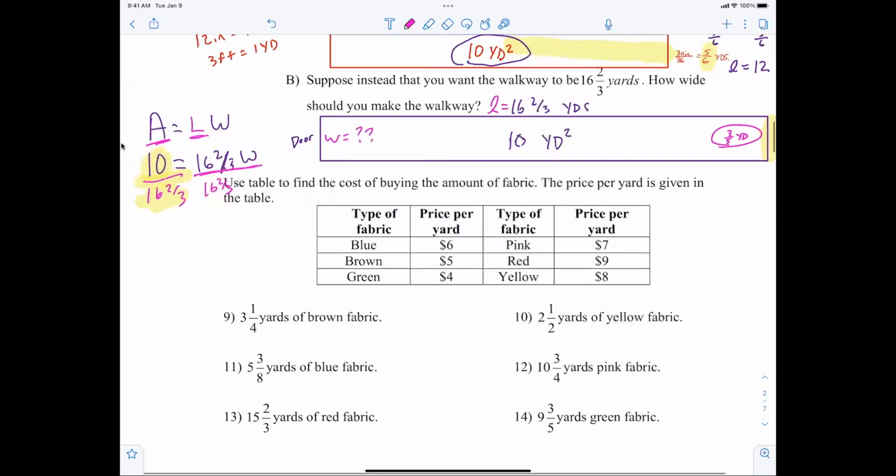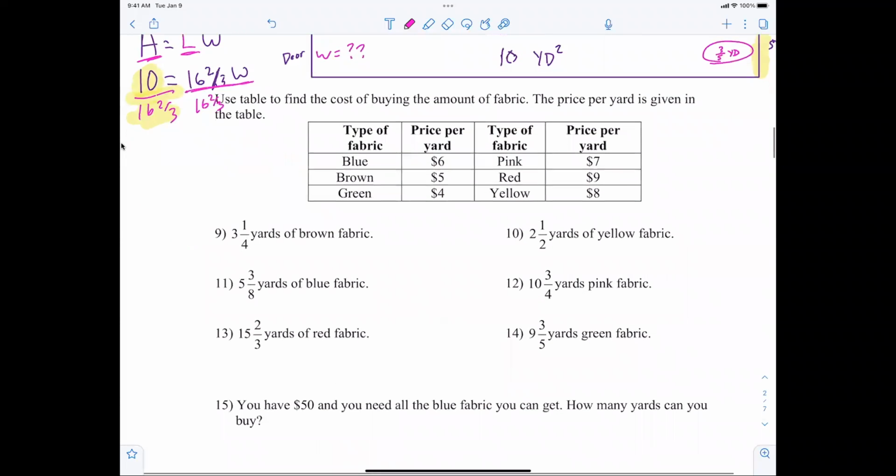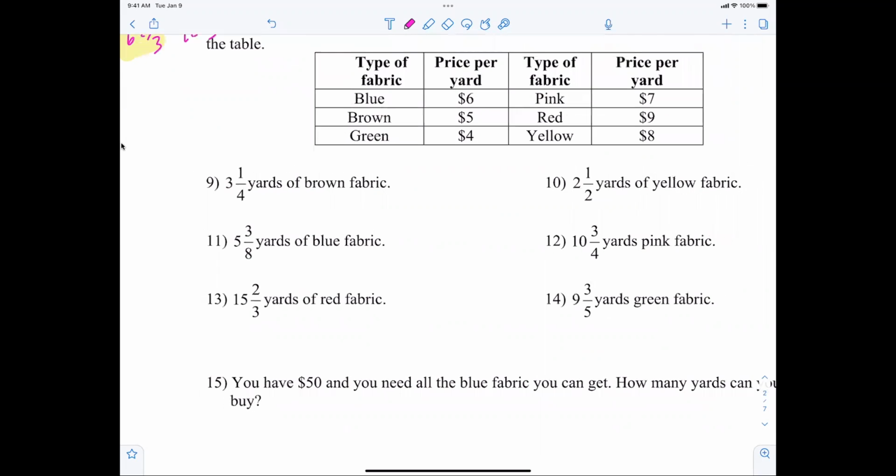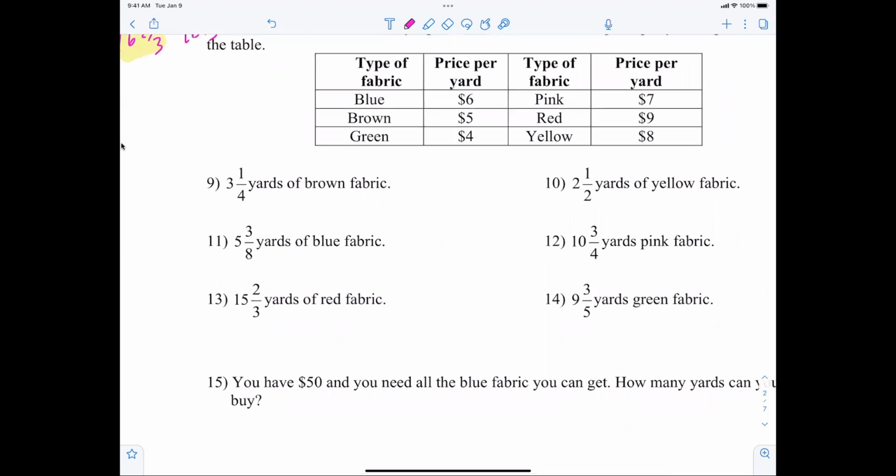Let's knock out number 9. Use the table to find the cost of buying the amount of fabric. The price per yard is given in the table. So if I want blue fabric, it's going to cost me $6 per yard. Brown is 5, green is 4, pink is 7, red is 9, yellow is $8 per yard. I want to walk into the store and tell them, I need 3 1/4 yards of brown fabric. How much is that going to cost me? Someone volunteer.